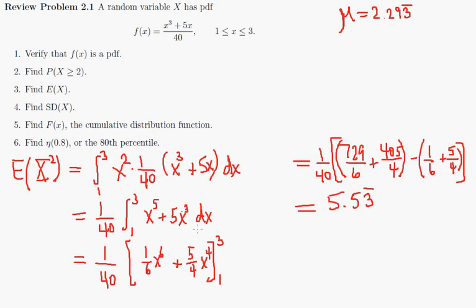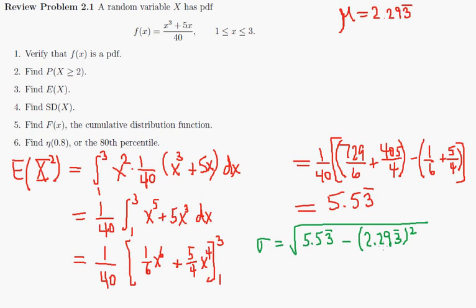Finally, to get the standard deviation of x, we use the values that we just got. So the standard deviation will be equal to the square root of the expected value of x squared, which is 5.53 bar, minus the average, which we've already found to be 2.293 bar, quantity squared. So the expected value of x squared goes here, and the mean, which we found already, goes in the second slot, squaring that, and we subtract.